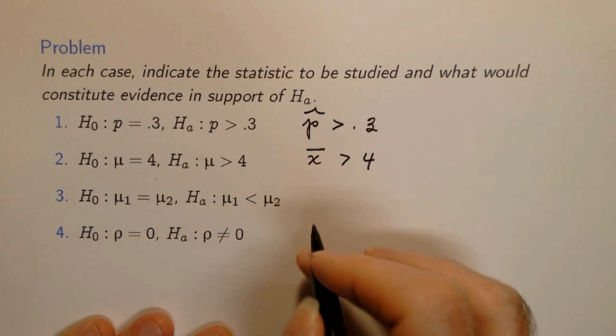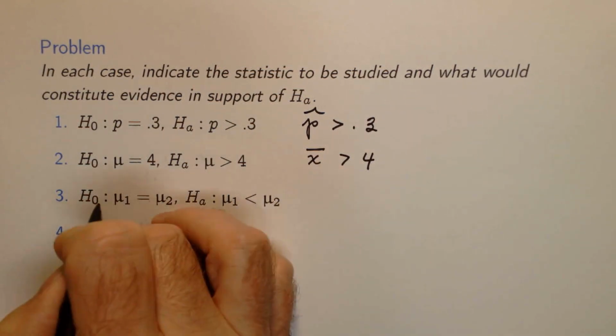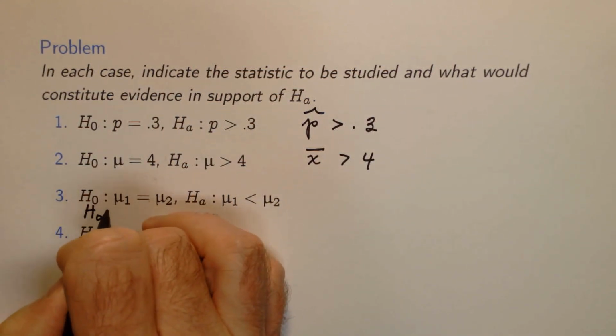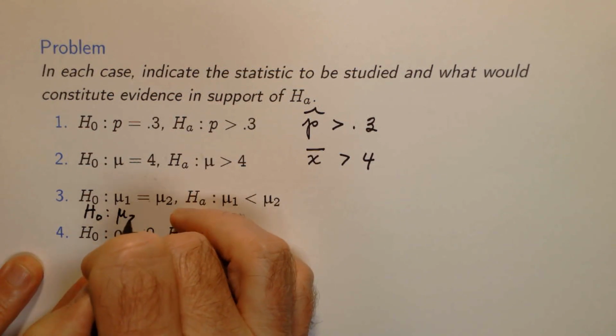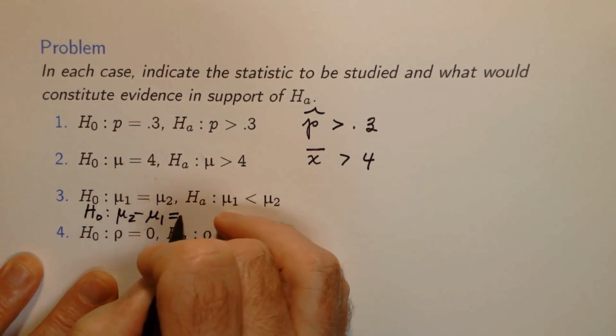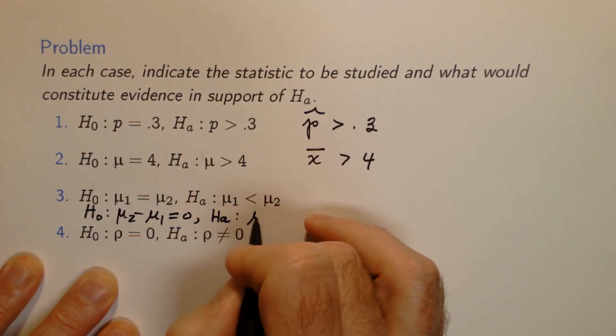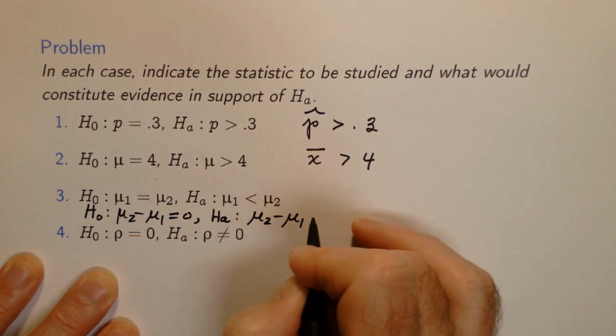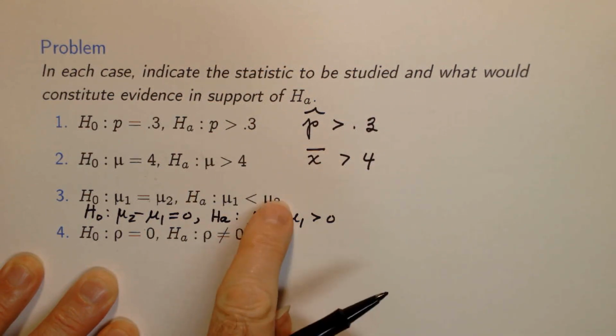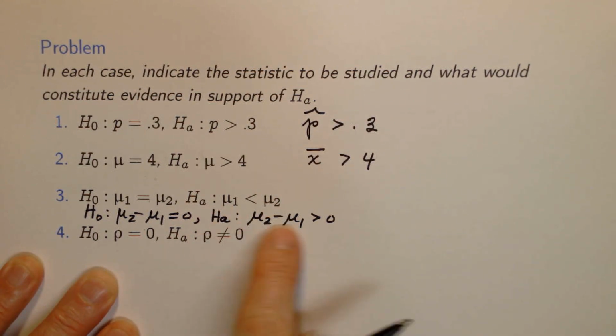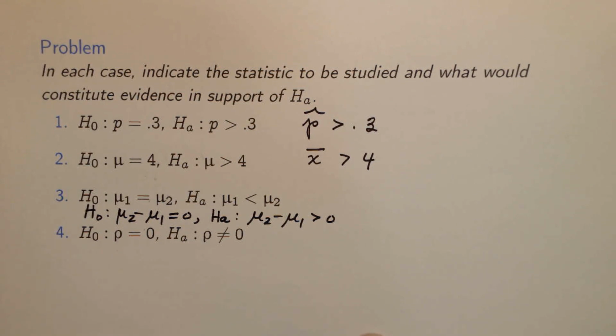So I would rephrase h0, I'll write it underneath here, as mu2 minus mu1 equals 0. And I would rephrase the alternative as mu2 minus mu1 is positive, because mu2 being greater than mu1 is the same thing as saying mu2 minus mu1 is positive. So this imposes direction on the problem, and that's going to help us think our way through what we're looking for in terms of evidence.